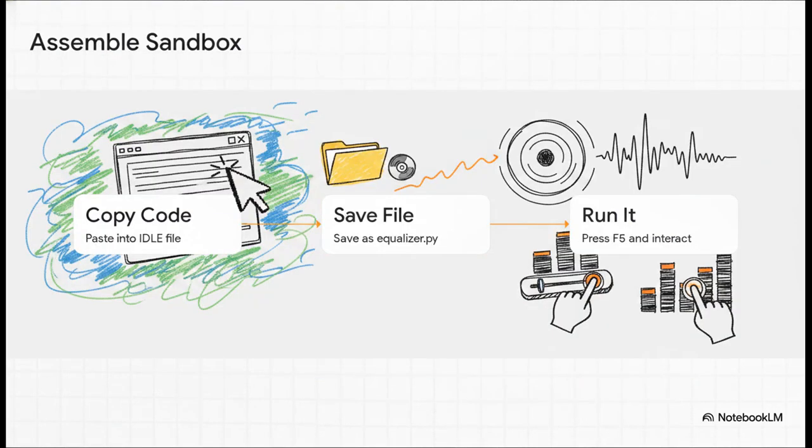Let's see how fast we can actually build our sandbox. Once the AI generates the code, the assembly is lightning fast. Step 1. Copy the AI's code into a new file. Step 2. Save that file as equalizer.py right on your desktop. Step 3. Hit F5 to run. Boom! Just like that, you transition from looking at static text to interacting with a living instrument. You grab those sliders, you drag them around, and you watch the whole simulation react immediately.